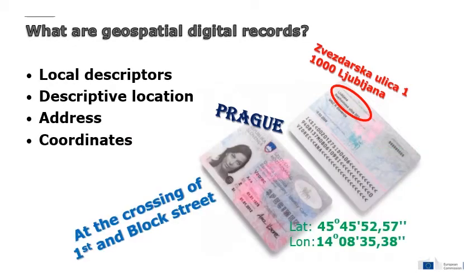Now let's take a look at what geospatial digital records look like. They basically describe where something is located in space using some type of coordinate reference system. Spatial description of where something is located in space can also be a vague description like name of the place, street address, or like something as vague as at the crossing of First and Block Street. However, in the case of geodata, we use geographic coordinate systems using measurement coordinates like the green example down in the right.